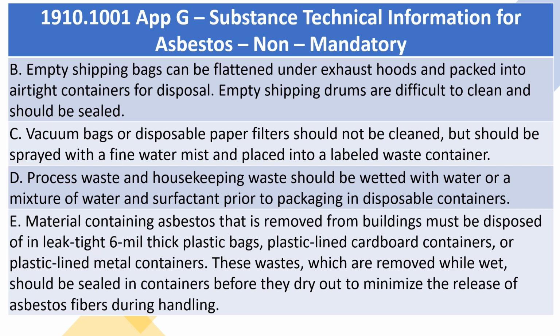E. Material containing asbestos that is removed from buildings must be disposed of in leak-tight 6 mm thick plastic bags, plastic-lined cardboard containers, or plastic-lined metal containers. These wastes, which are removed while wet, should be sealed in containers before they dry out to minimize the release of asbestos fibers during handling.